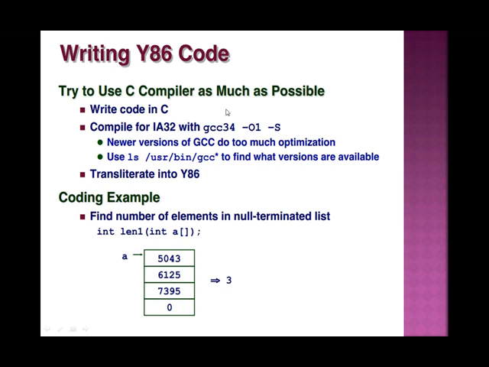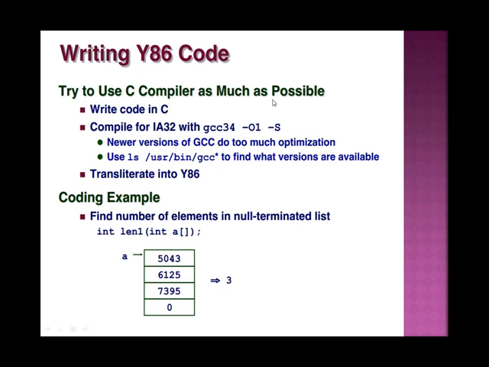Then next is writing Y86 code. That is how we are able to write the Y86 code. First line says try to use the C compiler as much as possible. It means whenever we have to write the Y86 code, try to use the C compiler. Why the C compiler? It is used for compiling C programs, because that compiler is better for writing the code. That compiler is known as the Turbo C compiler. So try to use the C compiler as much as possible.